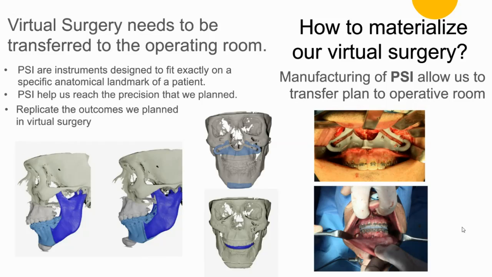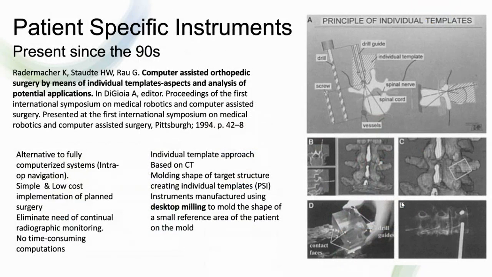So in this case, we perform some surgical guides and splints, which are pretty common for orthognathic surgery. And these tools, these patient-specific instruments, help us deliver the precise outcomes that we planned in the computer, but in the OR. Now, patient-specific instruments have been present since the 90s.